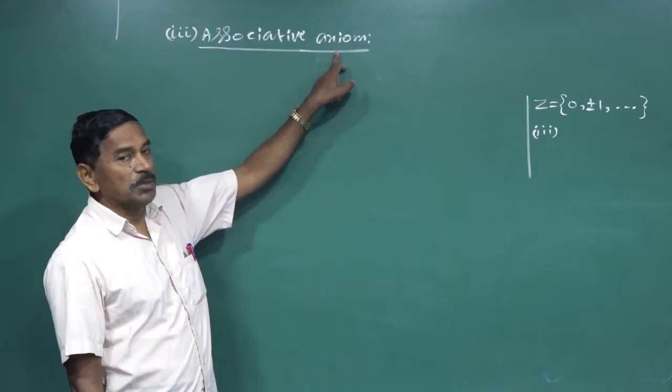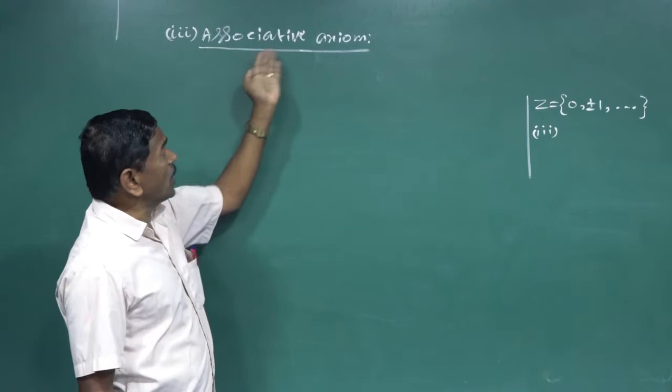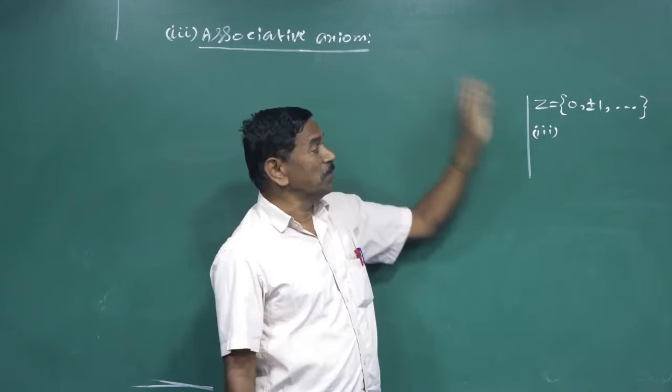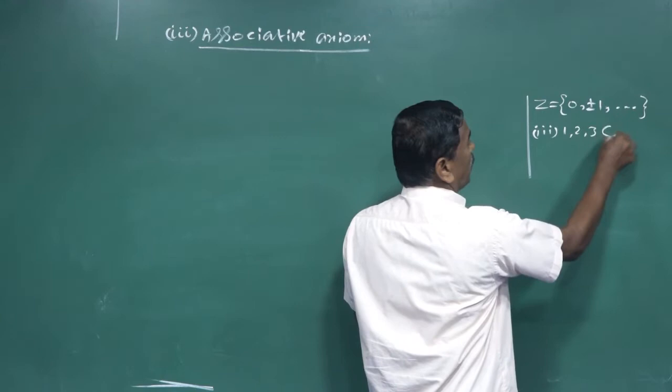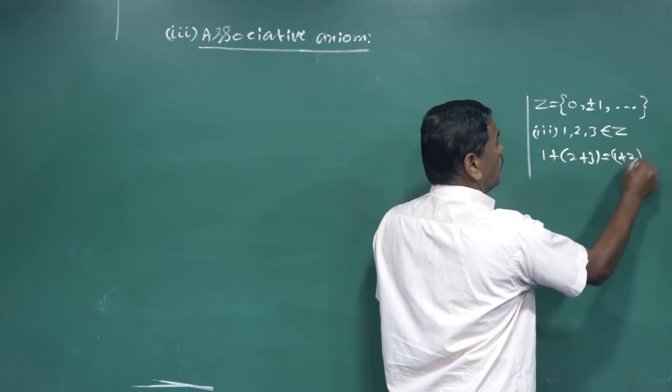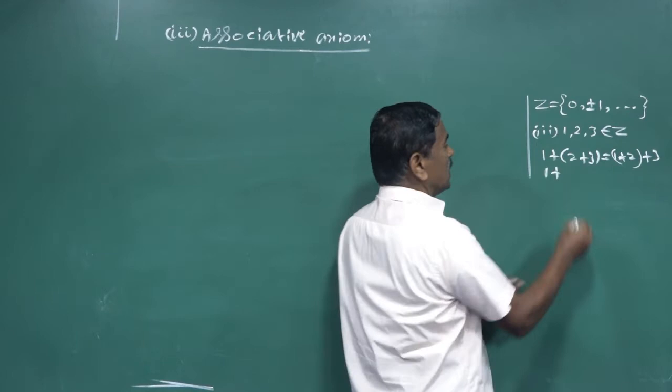Now the associative property, which is for your understanding, not from an examination point of view. Say, associative property or associative axiom. To prove the associative axiom, I want to select three elements. For example, 1 comma 2 comma 3 belongs to Z, such that 1 plus 2 plus 3 is equal to 1 plus 2 plus 3. Now listen, simplification. First complete the bracket. The bracket is 2 plus 3, 5, so 1 plus 5, which is equal to 1 plus 2, 3.